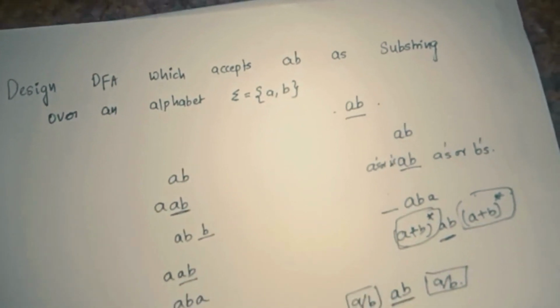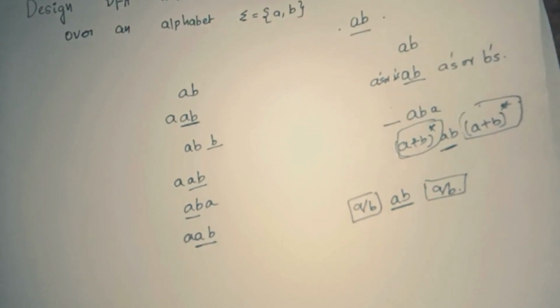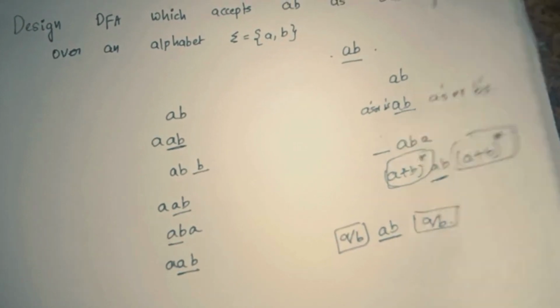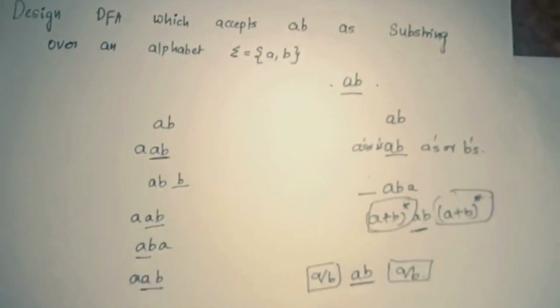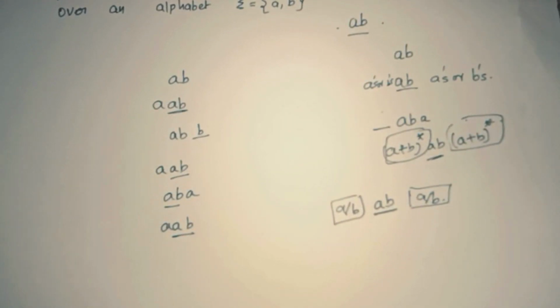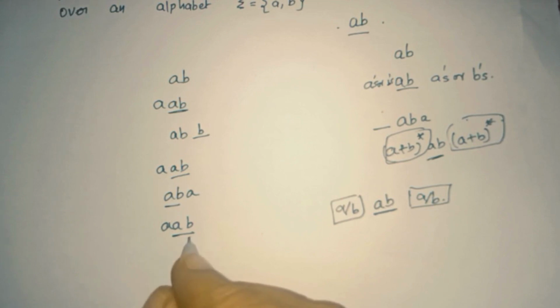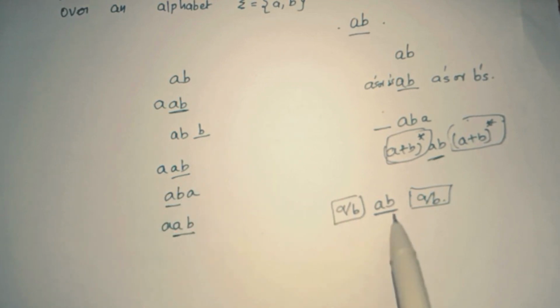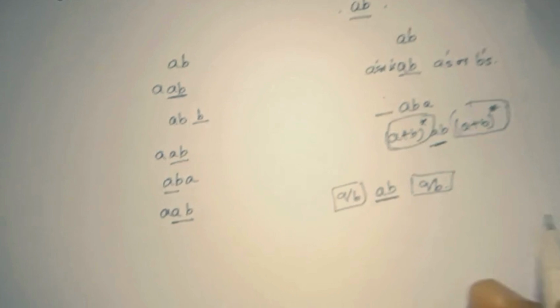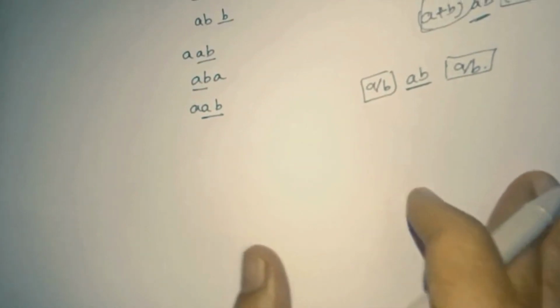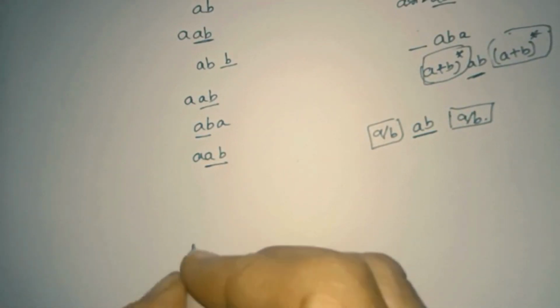So now what will we do? We will try to design a finite automata for the given regular language. So let's start. We have AB followed by any number of A's and B's, and before AB also we can have any number of A's or B's.